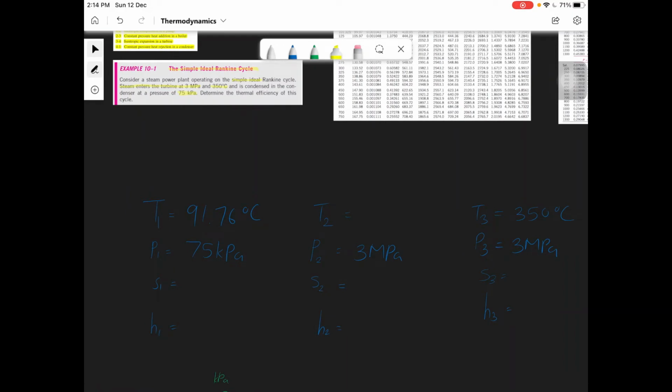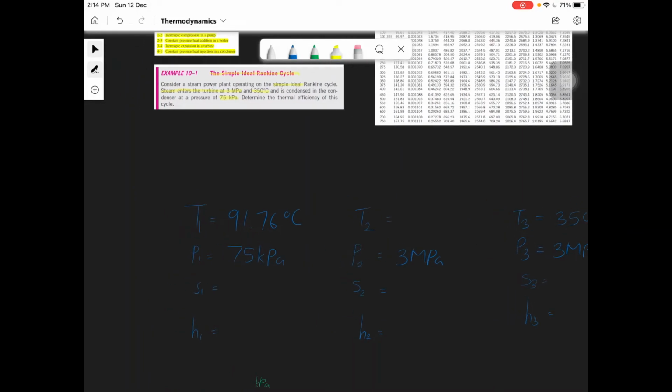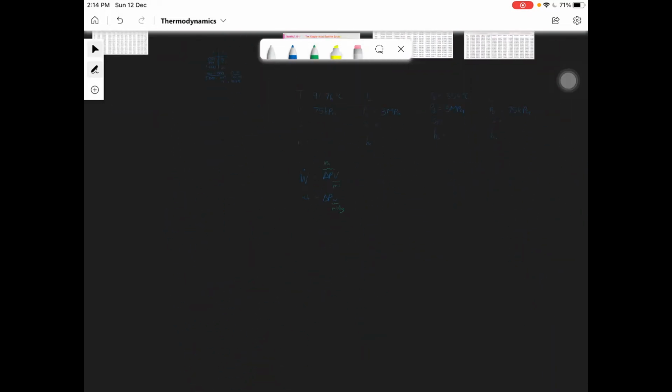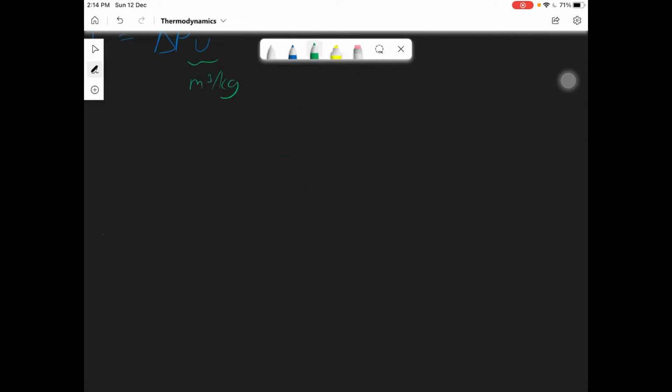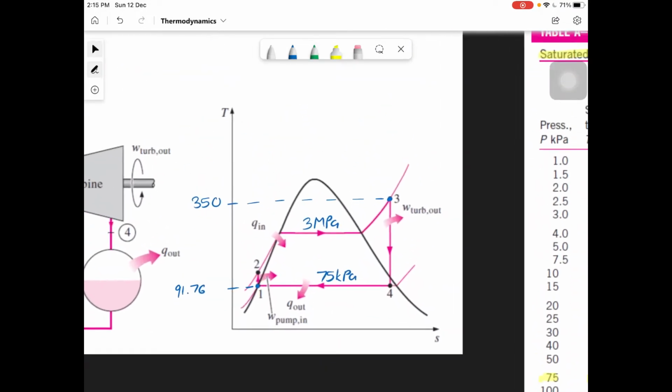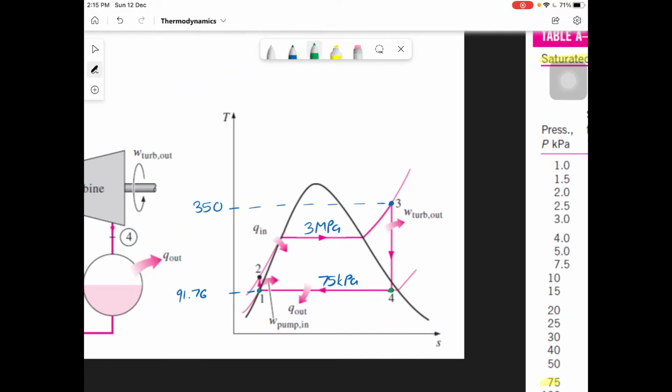Then we need to understand what our goal is. The goal is to find the thermal efficiency of the cycle. What is the formula for thermal efficiency? Let me write over here that eta_th equals 1 minus Q out over Q in, which is basically Q out is H4 minus H1, which is the condenser where heat is rejected from the system. Meanwhile, Q in is the boiler at H3 minus H1 where heat is added into the system. Okay.